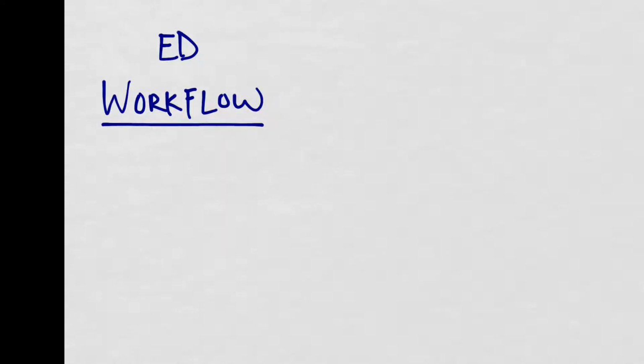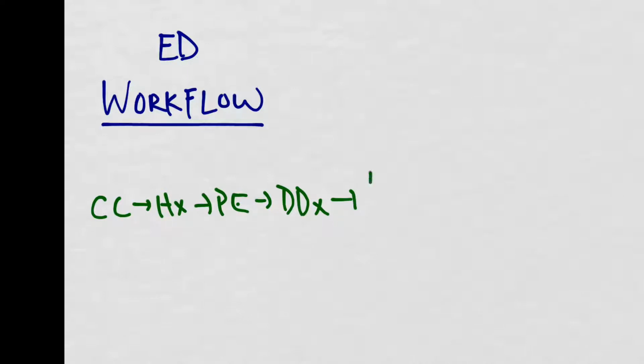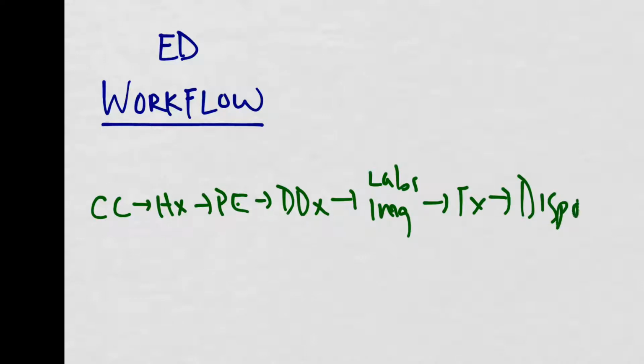So in medical school, we're taught to approach a patient as follows. We start with a chief complaint, we move on to the history and the physical, after which we figure out what our differential diagnosis is, and from there we determine what are the appropriate labs and imaging that we need to order in order to work up our differential. We then initiate a treatment plan and finally a disposition plan for our patient.